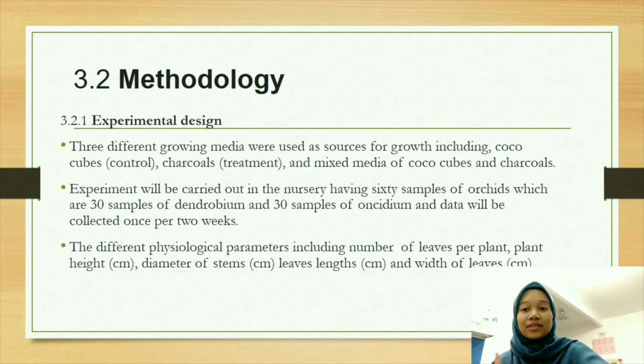For the methodology, the first step is experimental design. 3 different growing media were used, including cocoa cubes as control, charcoal as treatment, and mixed media of cocoa cubes and charcoal also as treatment.